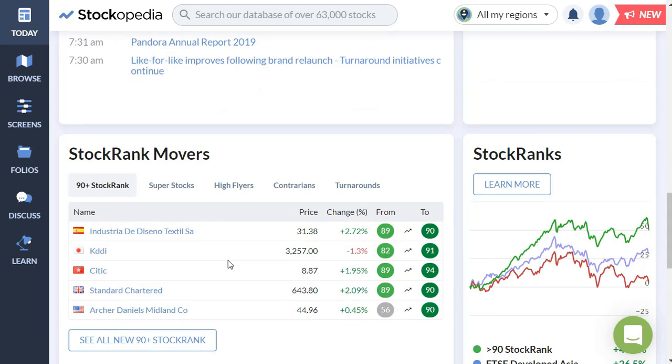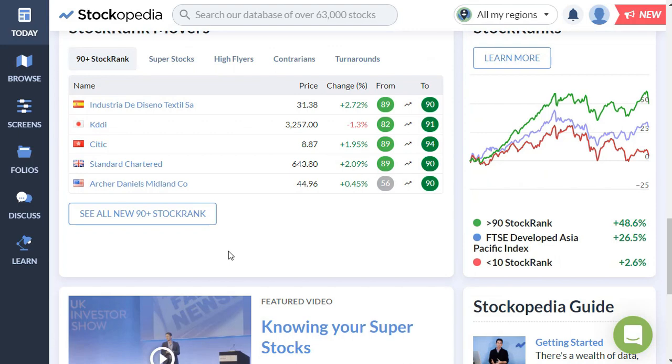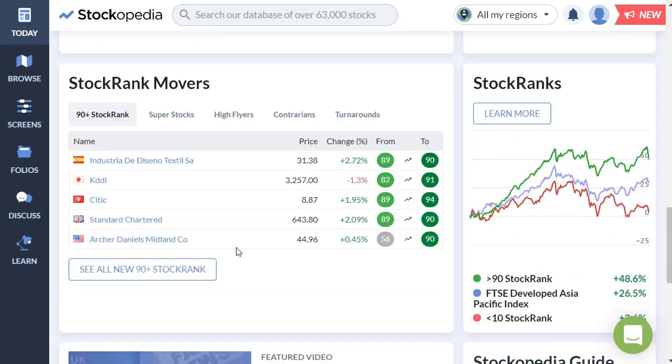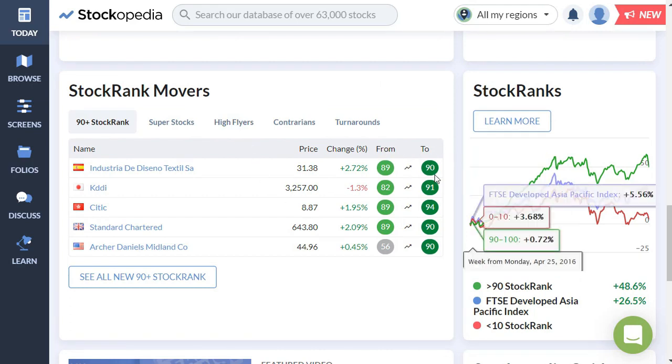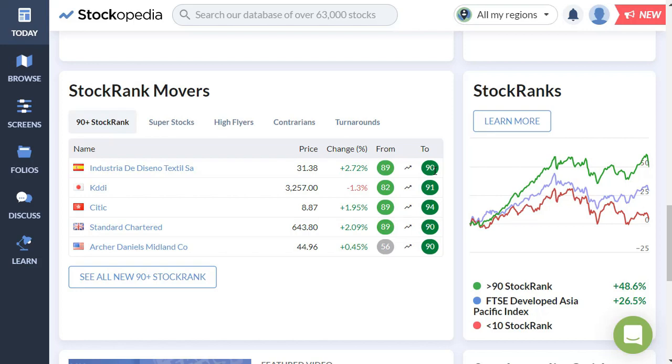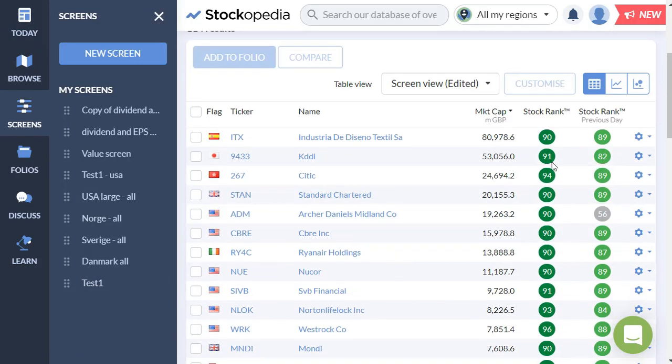There is some basic news, and then down here we actually start finding somewhere where we can find some good investment ideas, because down here we can see the stock rank movers. And if you have seen my other videos about Stockopedia, you know that they have this proprietary stock rank score. And let's just see here, see all new 90 plus scores.